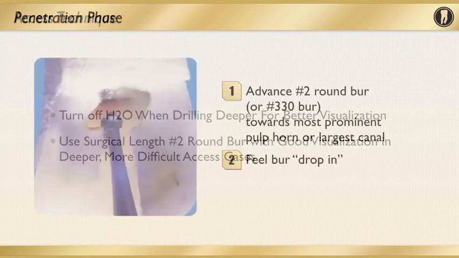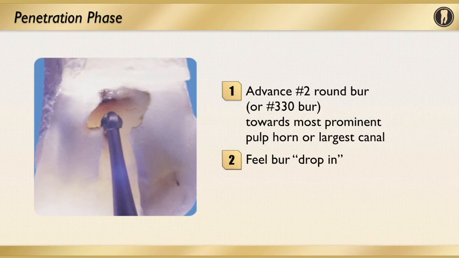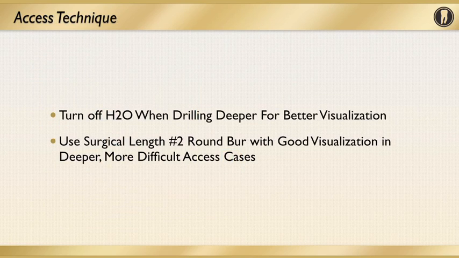My 2 favorite burrs are the number 2 diamond round burr or the 330 long carbide burr. I think these are excellent burrs to help with your penetration into the pulp chamber. As I said, you start getting a little deeper. I'm turning the water off. I have my assistant have the suction close by to suction any dust off. And the reason I'm doing this is because I have better visualization.